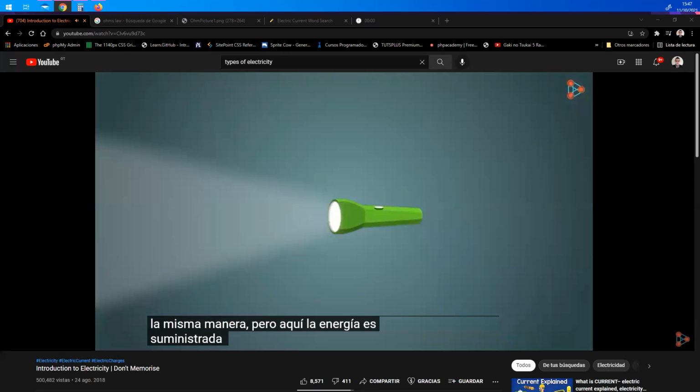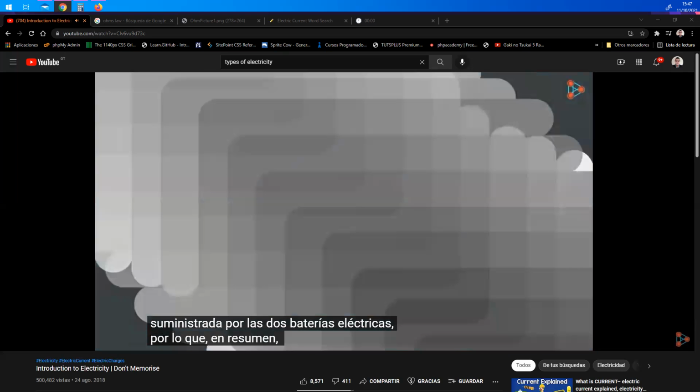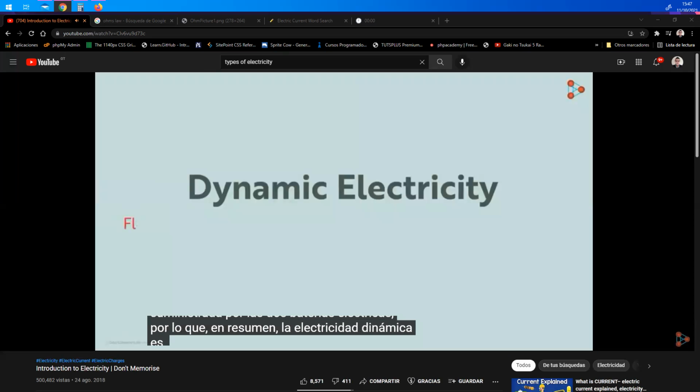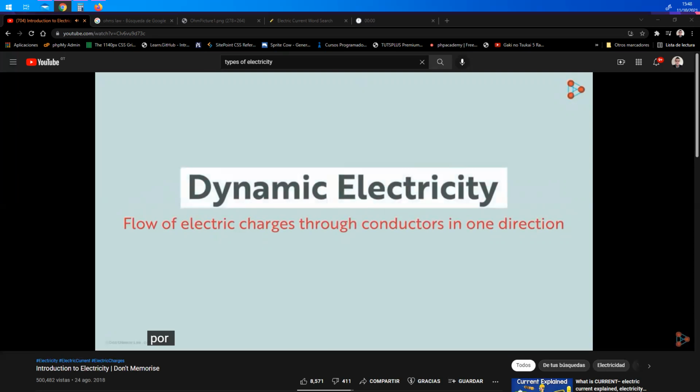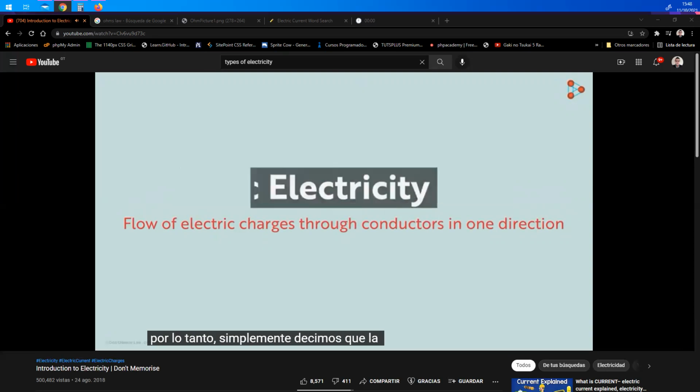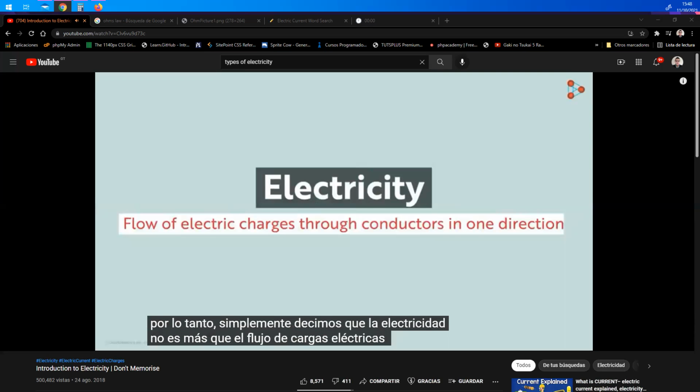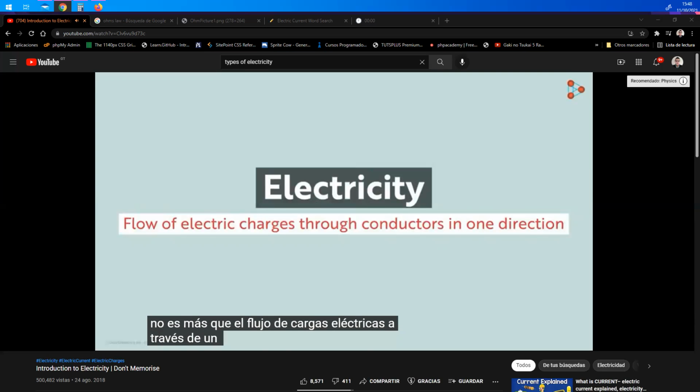A flashlight works by the two electric batteries. So to sum it all up, dynamic electricity is the flow of electric charges through conductors like, say, a copper wire. Generally, when we talk about electricity or electric current, we mean dynamic electricity. Hence, we simply say that electricity is nothing but the flow of electric charges through a conductor.